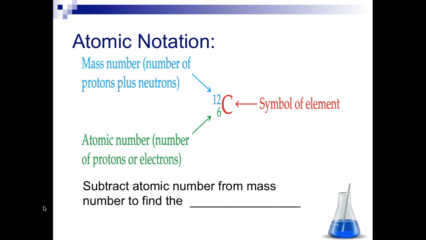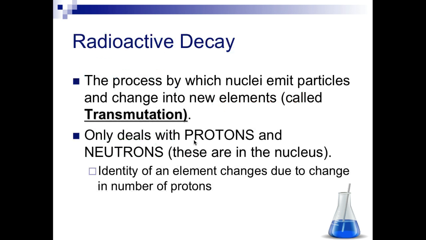So when we write atomic notation, remember the mass number, which is the number of protons plus neutrons, goes in the upper left-hand corner. You're going to have your element symbol, and then you're going to have your atomic number, or the number of protons, in the bottom left corner. Remember, you subtract the atomic number from the mass number to find the number of neutrons you have in that atom. So that atomic symbol notation is going to be very important when we talk about isotopes that are undergoing nuclear decay, and that is the way that we are going to represent them when you see them.